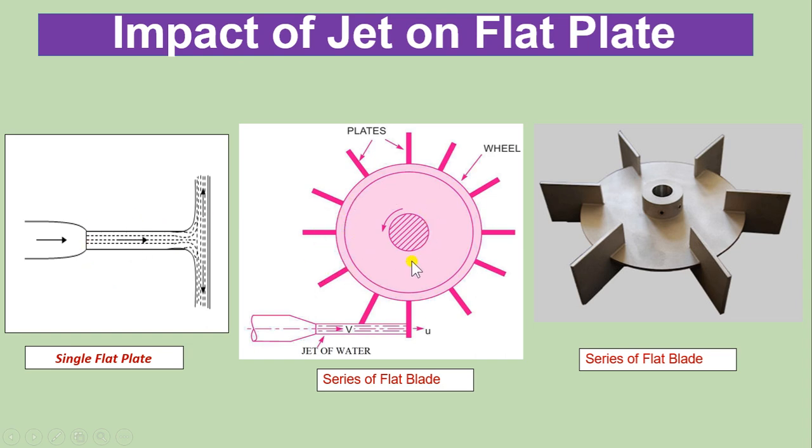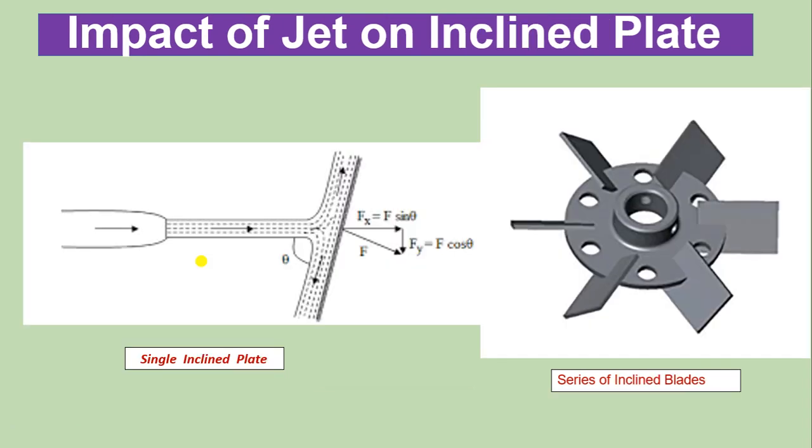This is in actual practice a series of vanes mounted on a wheel, and this is an actual photograph of a series of flat blades. So this single flat blade we take for the mathematical calculation in a later slide.